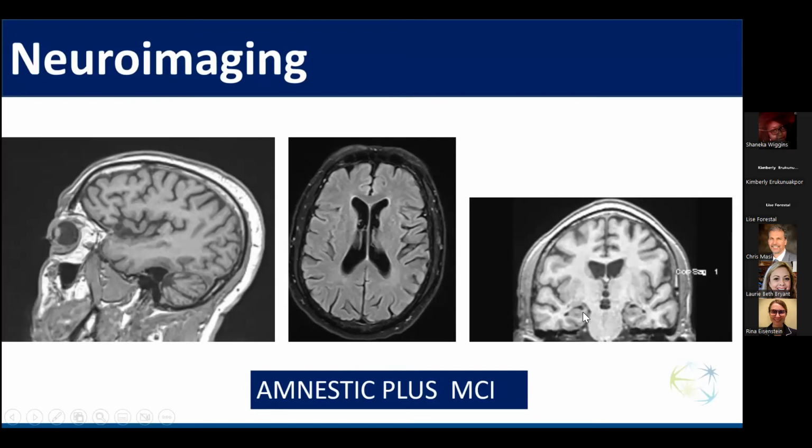So based on his symptoms and the cognitive assessment, my diagnosis is the patient has mild cognitive impairment because he was below 2 standard deviation on at least one cognitive test. The memory was involved, so I call this amnestic. And the plus is because other cognitive domains were also involved. Remember the fluency, the denomination. So his clinical diagnosis is amnestic plus MCI.